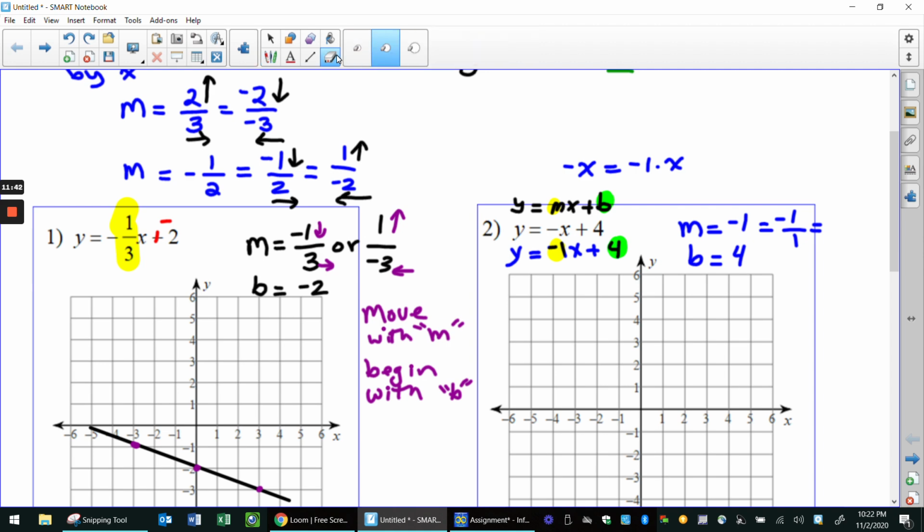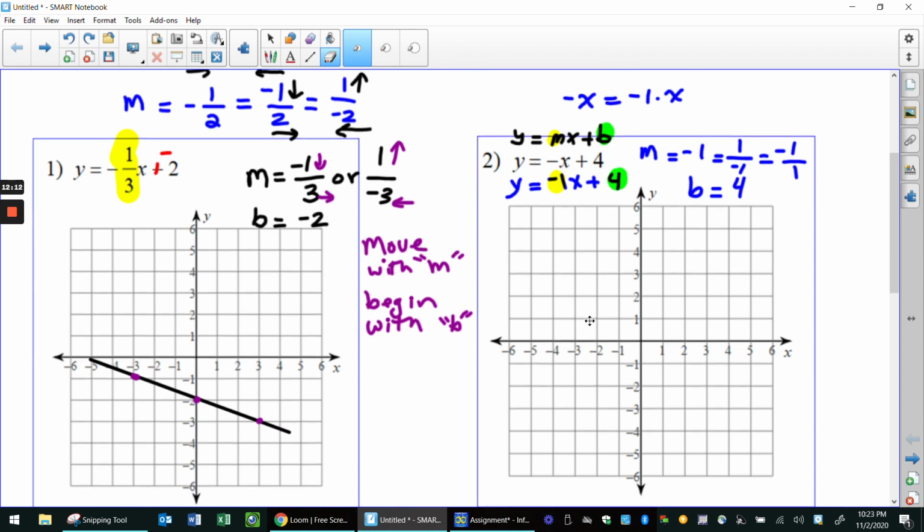I'm going to go ahead and write it down like this. So 1 over -1 is the same thing as -1, which is the same thing as our slope. Okay, great. So this is going to help me out. Now, let's go ahead and graph.